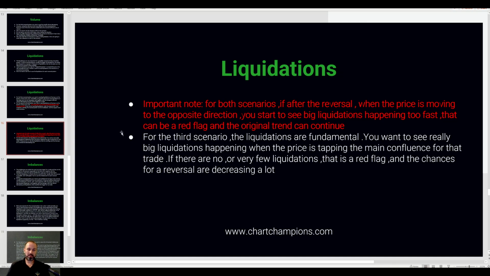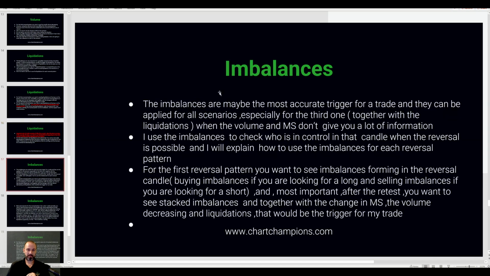Now we need to move to the last part of the stream, and that would be imbalances. The imbalances are maybe the most accurate trigger for a trade, and they can be applied for all scenarios, especially for the third one, together with the liquidations. When the volume and the market structure don't give you a lot of information, I use the imbalances to check who is in control in that candle when the reversal is possible, and I will explain how to use the imbalances for each reversal pattern.